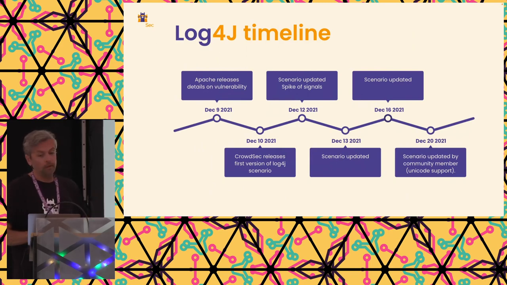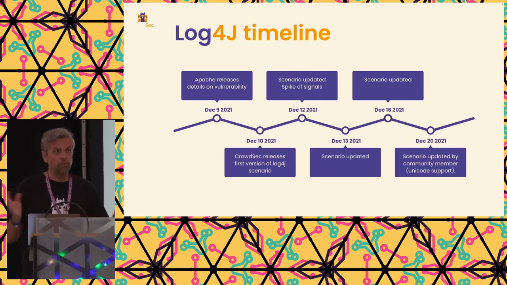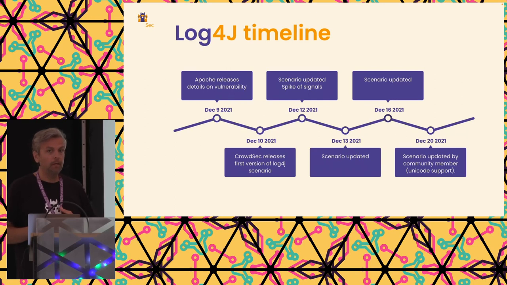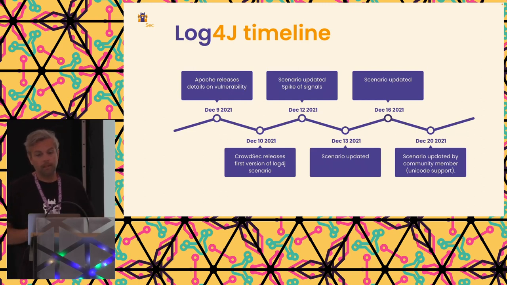This is a super fast overview of the timeline. The details of the vulnerability were released on December 9th. On December 10th, CrowdSec released the first version of the Log4J scenario. Then that scenario was pushed out to a number of agents, and signals started pouring in. It didn't peak until about 2 days later, but this is a really good example of what is cool about this whole community stuff: when you have a community of CrowdSec users that you can utilize in this way, just by sending out a scenario to them, you can start harvesting CTI on even new vulnerabilities, and it happened pretty fast.